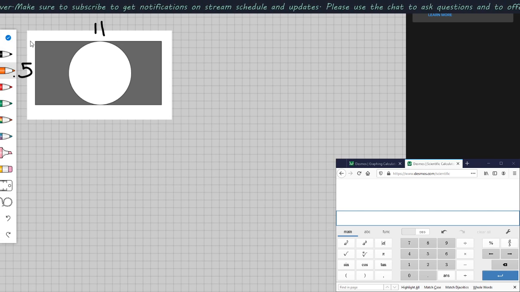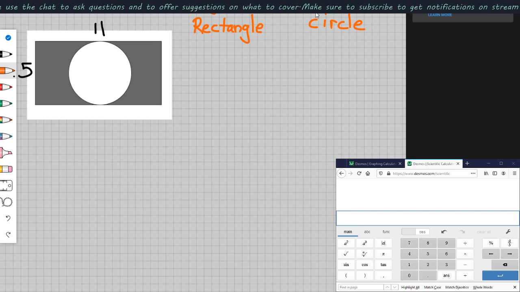So let's start with labeling our shape. So the two shapes that we see, our big shape is going to be a rectangle, and the shape that's missing, or small shape, if you want to call it that, is a circle. So big minus small, we're going to do the rectangle minus the circle. So we're going to find the area of the rectangle.